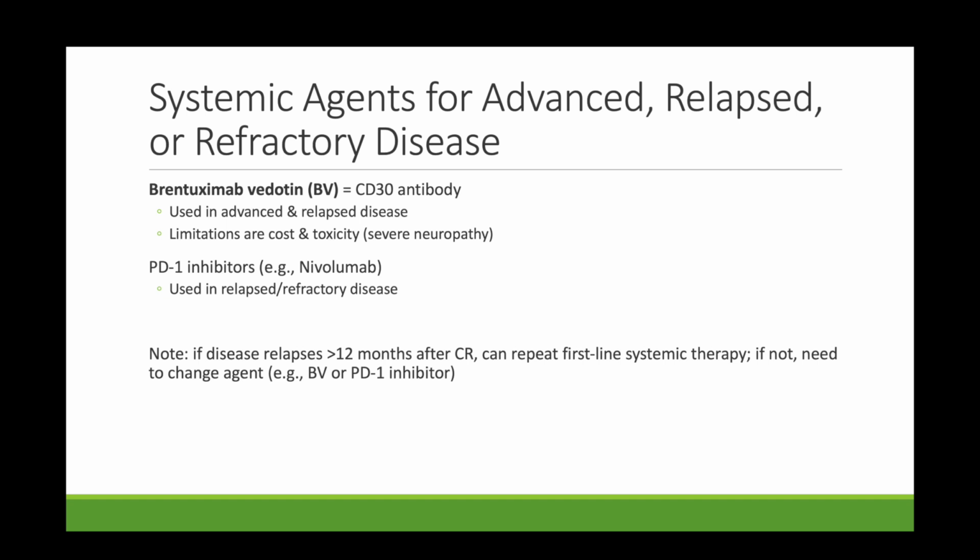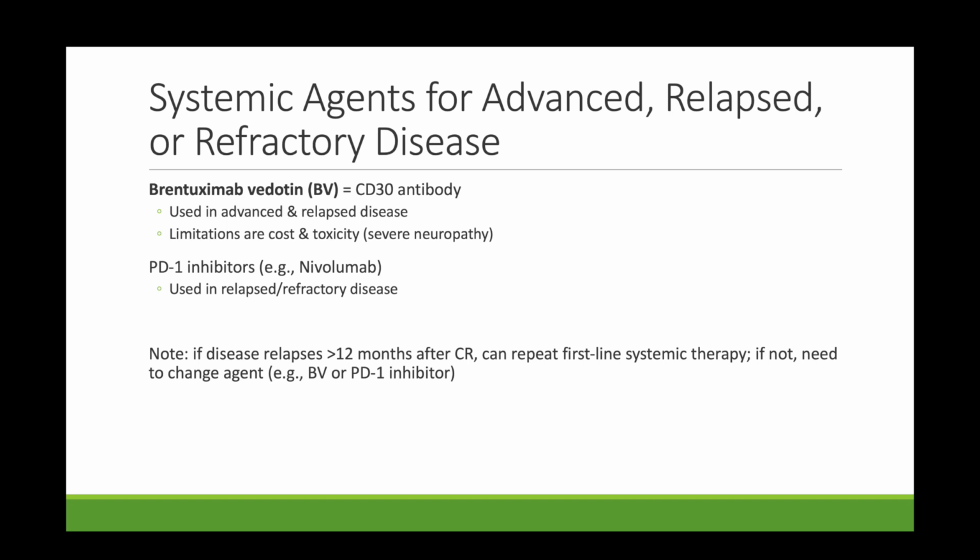And this is used in the setting of advanced as well as relapsed disease. And it's very expensive. And as a toxicity, it can actually cause severe neuropathy. And so that's definitely something to keep in mind. Big risk of neuropathy with brentuximab vedotin, which is that CD30 antibody. The other immunotherapy agent, nivolumab, which is a PD-1 inhibitor, can be used in relapsed refractory disease as well.